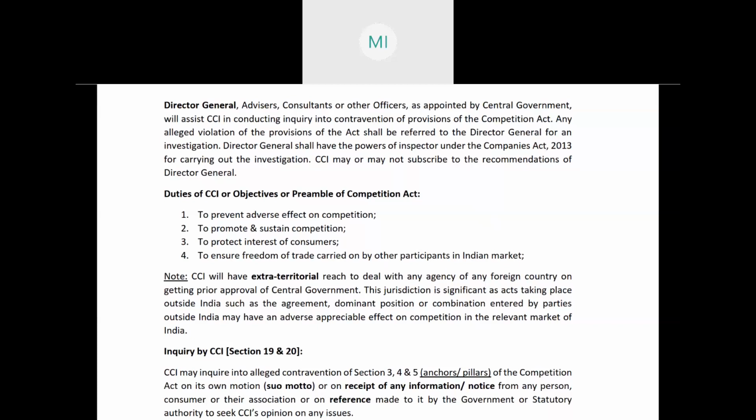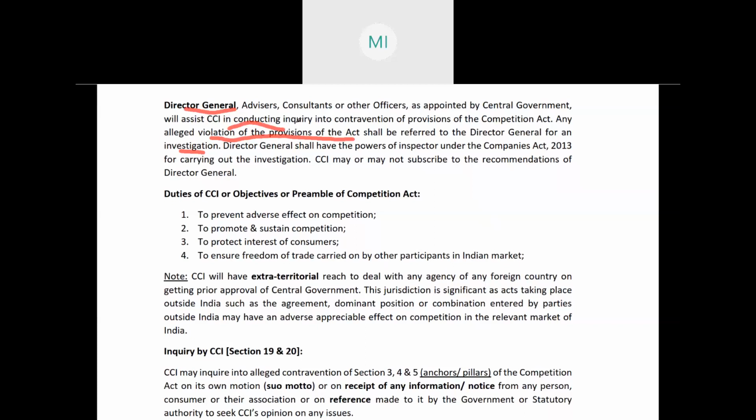So now, apart from the chairperson and the other members, there is also a person called the Director General. They can ask you a 5 mark question on this. Anytime the CCI finds that there is a violation of the provisions of the Competition Act, it can refer the investigation to the Director General. The Director General can carry out an investigation under the Competition Act to find out whether there is a violation or not.